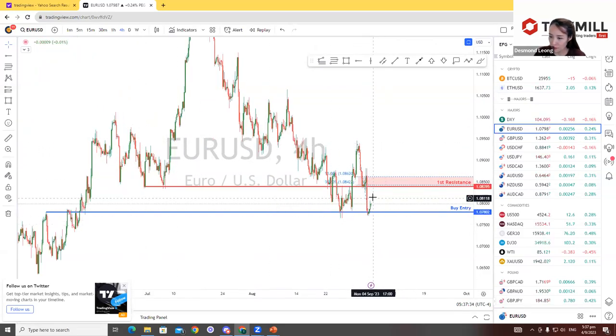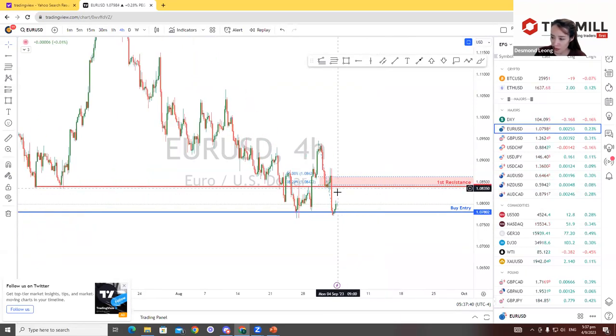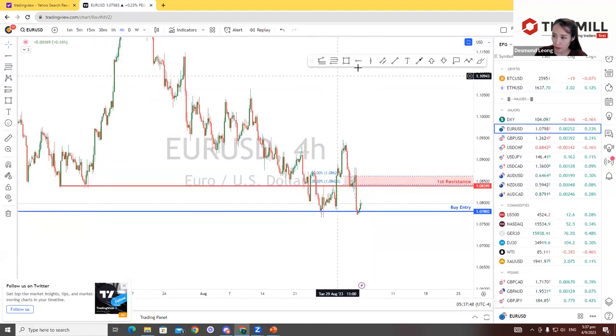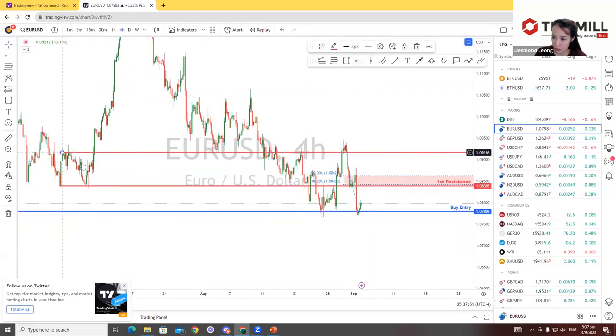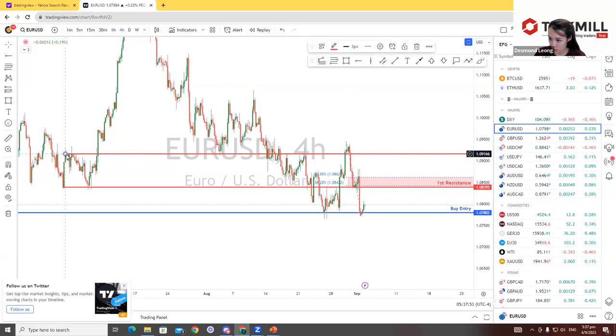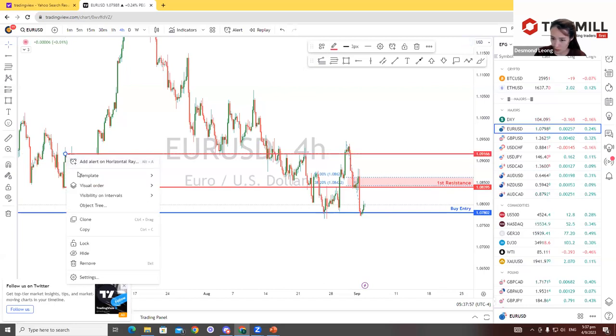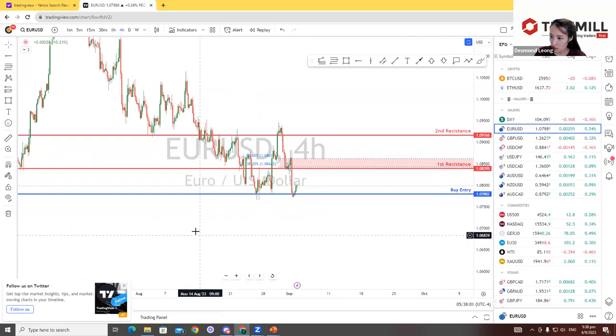So if you buy from here, the first TP should be here, and then you will see confirmation in the lower time frame, and then you can sell over here. Let me highlight the zone for you. Second resistance.